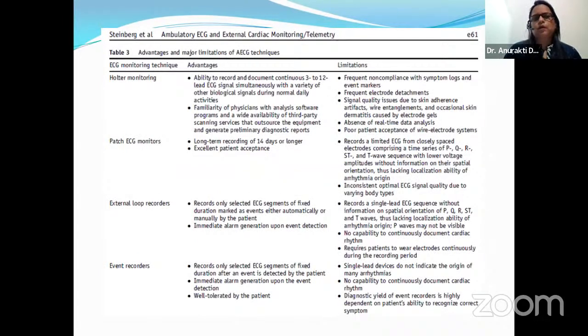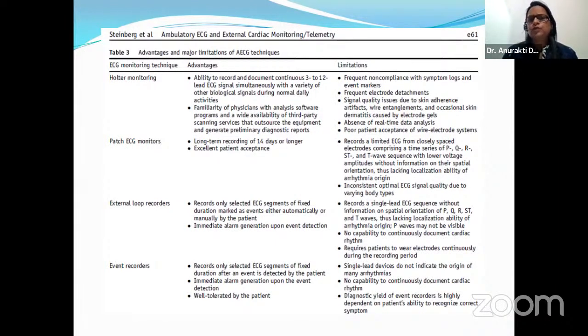Now, various Holter, patch, external loop recorders, event recorders, and mobile cardiac telemetry all have different advantages and pitfalls, so we should know that before choosing a device for our patient. Holter, we are all aware, has the ability to record and document for even longer periods of time. The only problem is the amount of data that needs to be evaluated and analyzed after the patient returns the cassette to you. So we have to judiciously choose which type of monitoring is best for my patient.